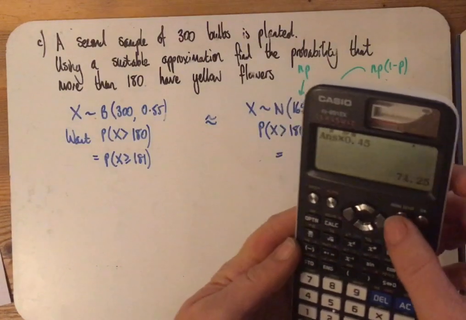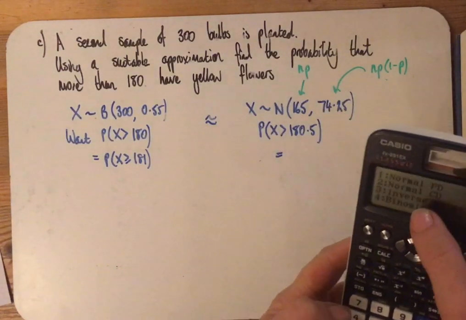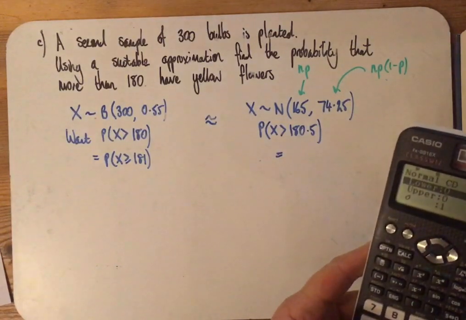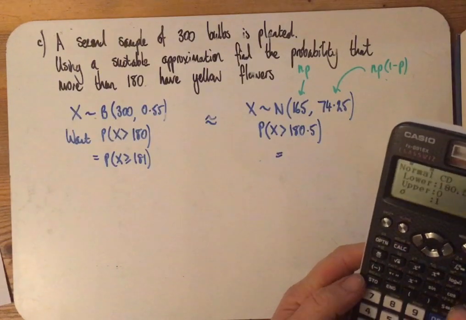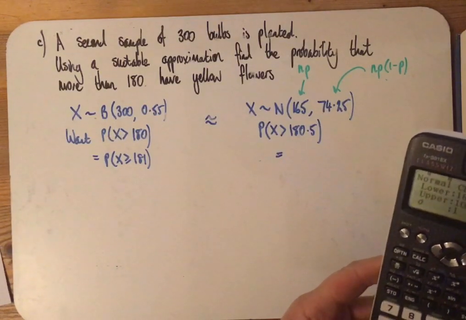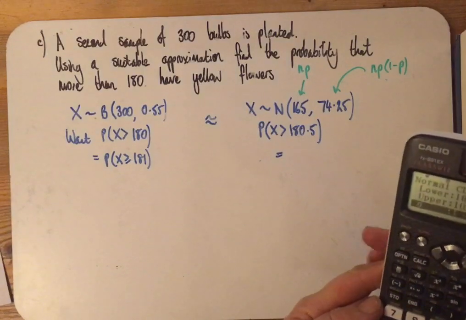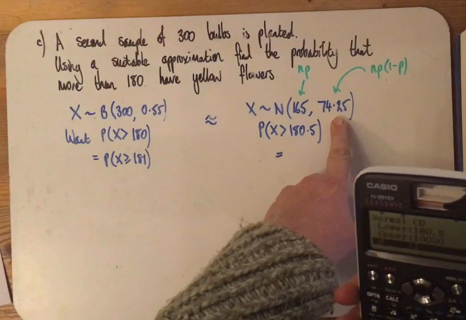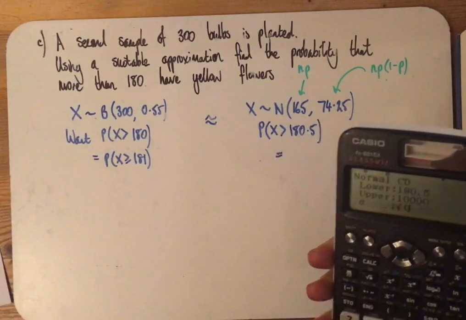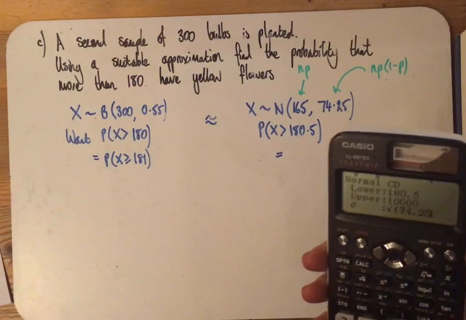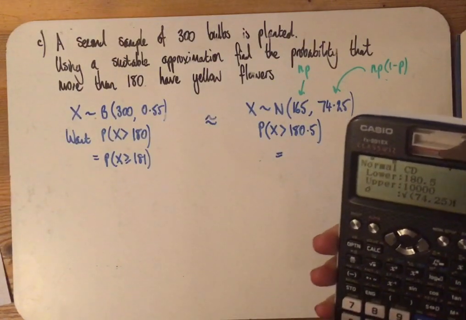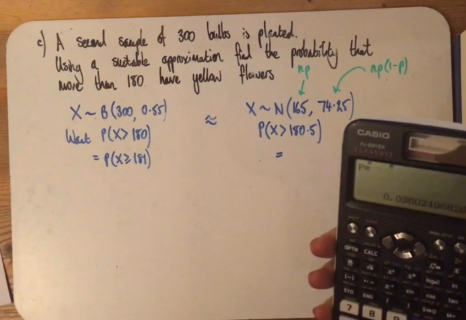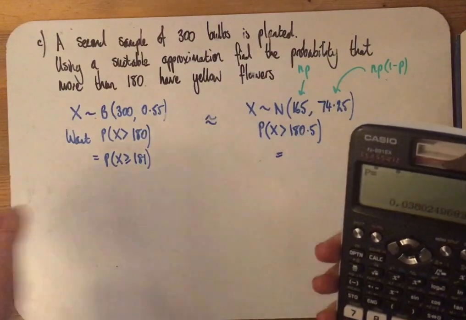So I'm back to menu 7. I want normal cumulative. My lower value is 180.5. Upper value just needs to be something pretty big. 1,000 would be plenty. I've got 10,000 there. Just be careful on the standard deviation. This is the variance, so you need to square root the variance to get to the standard deviation. So it's the square root of 74.25. That's just a really easy thing to forget. And the mean is 165. And you get 0.0360.